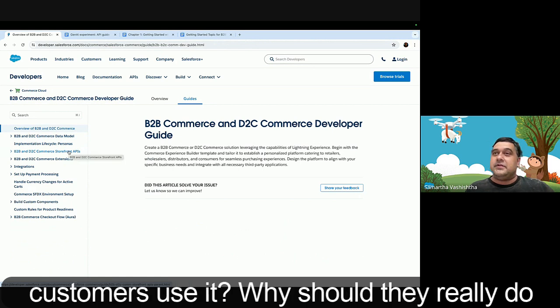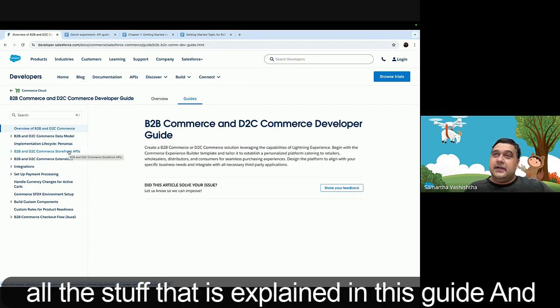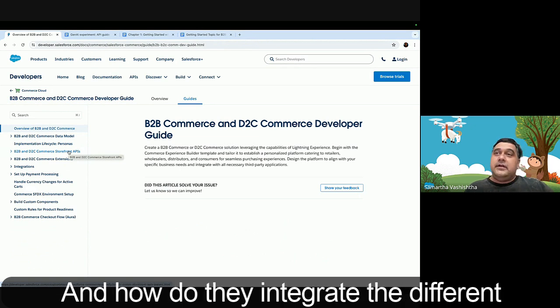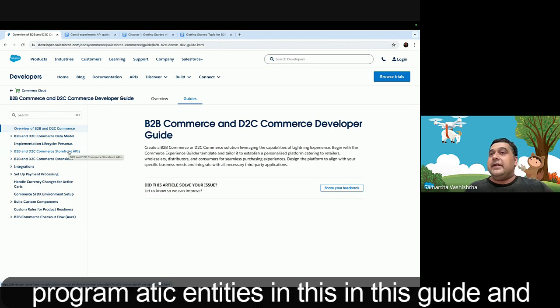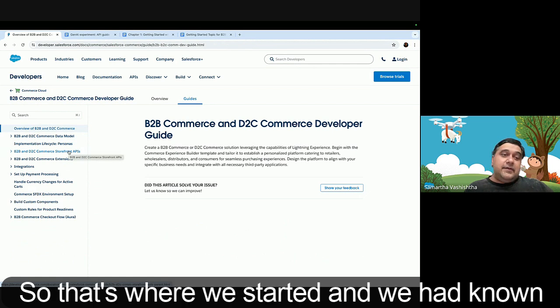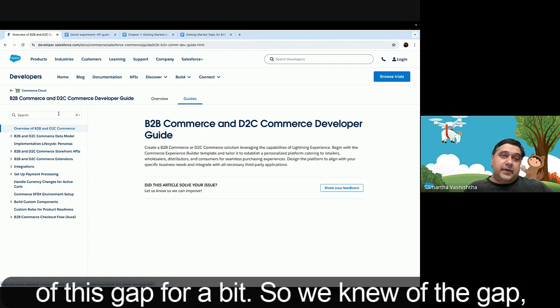Why should customers use it? Why should they really do all the stuff that is explained in this guide? And what does it really help them achieve, right? And how do they integrate the different programmatic entities in this guide and build something in real life for their companies? So that's where we started, and we have known of this gap for a bit. So we knew of the gap.